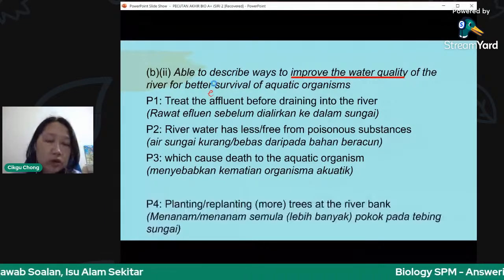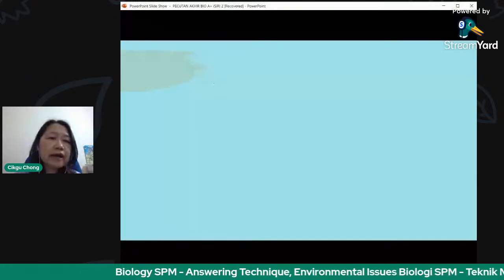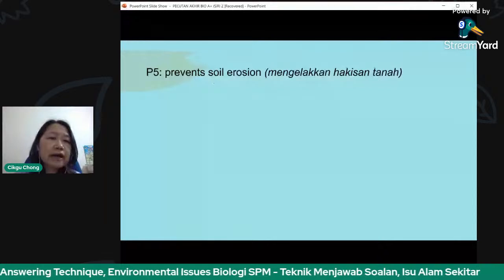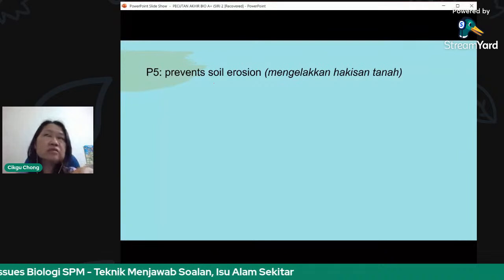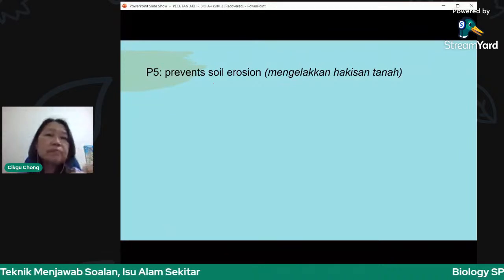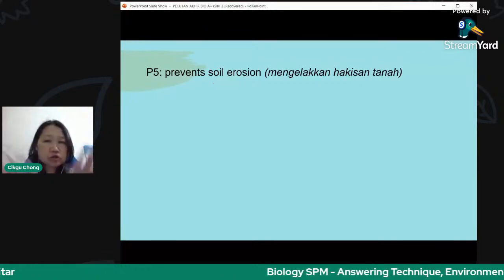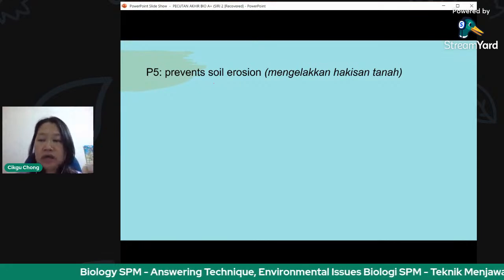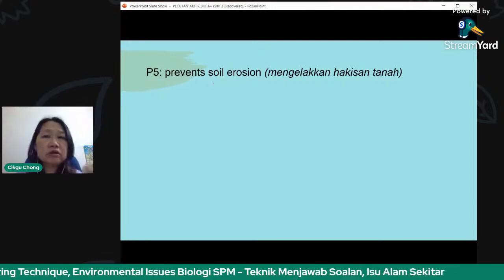Another one is planting more trees, replanting the trees at the river bank. All right. Okay, and then we will prevent soil erosion because the root will hold on to the soil. And when there's heavy rain, the soil will not be easily pushed into the river. And if it goes in the river, actually it's bad for the river because your soil will displace the water and your river will become more shallow. Okay. And then of course, when river becomes more shallow, it's very easy to dry up. Your river is gone already.